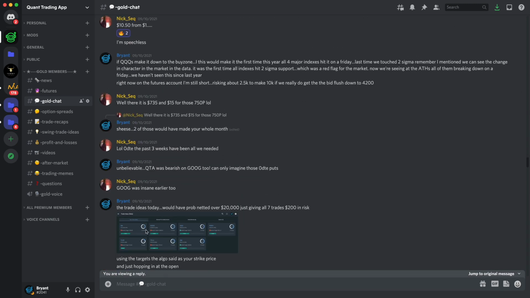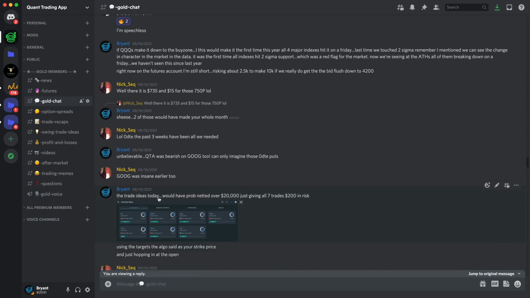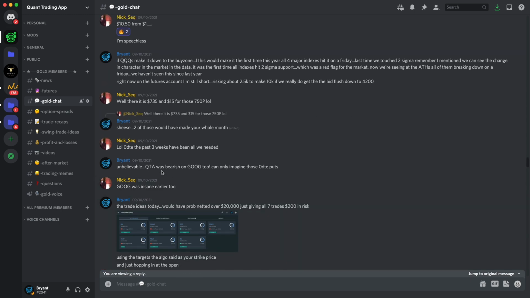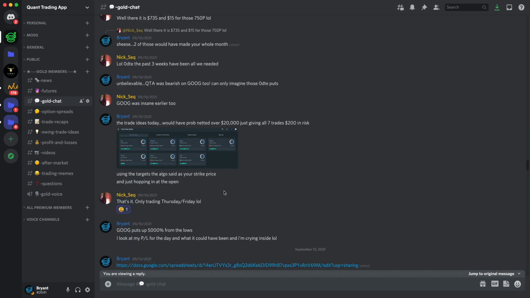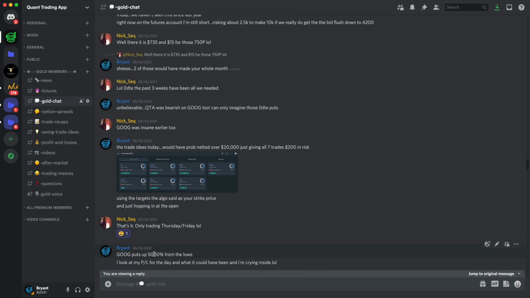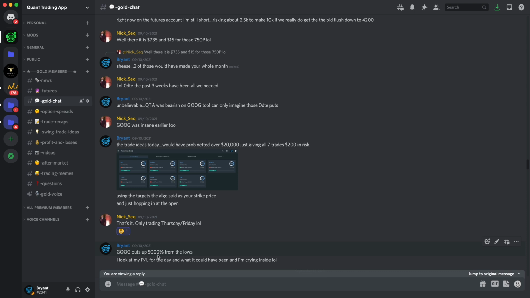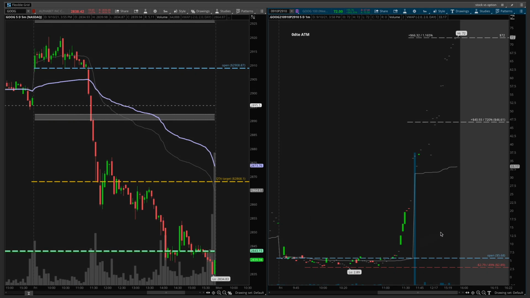To be honest, in the pre-market, I wasn't even aware that the algo was bearish on Google. It had just been such a strong stock all year long, so I wasn't really looking for shorts on it. But I think the puts at one point were pretty much up 5,000% from the lows, which was just nuts. I was looking at some ridiculously cheap options, which we'll look at right now.